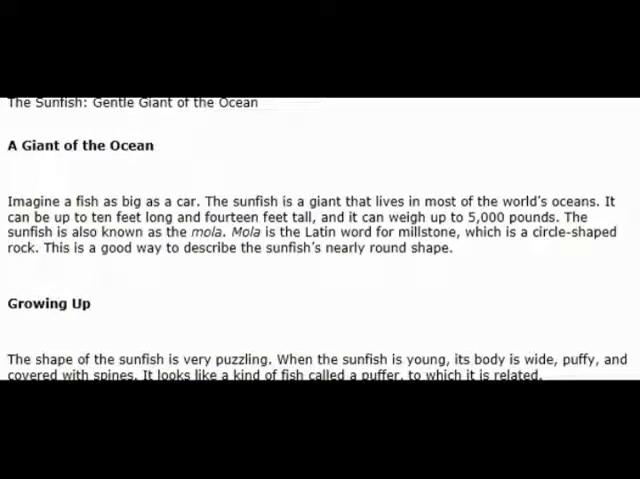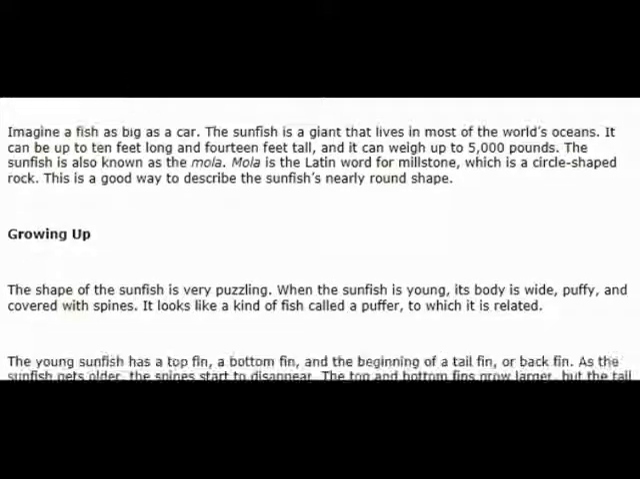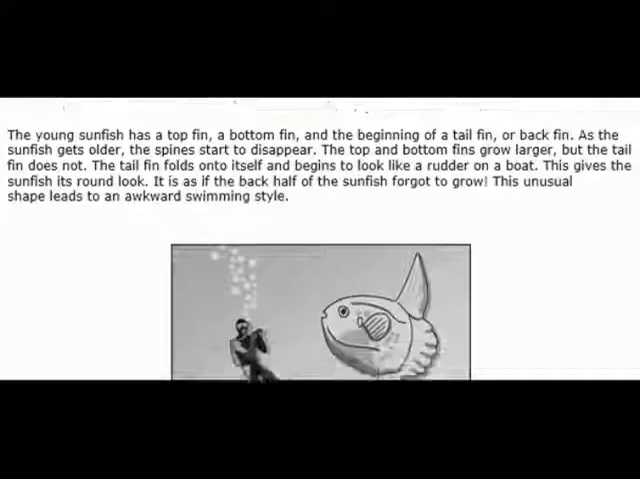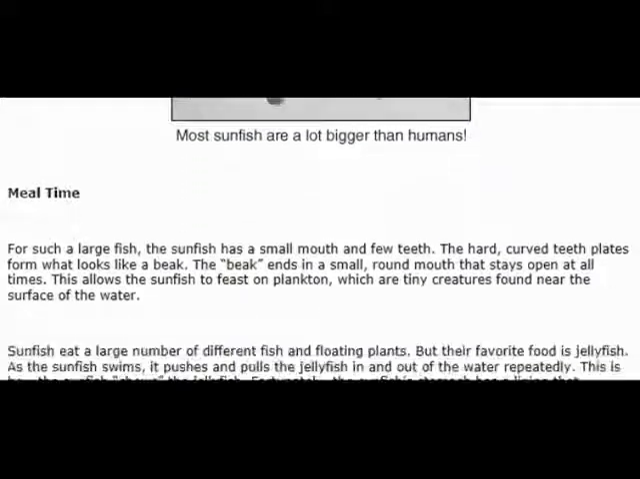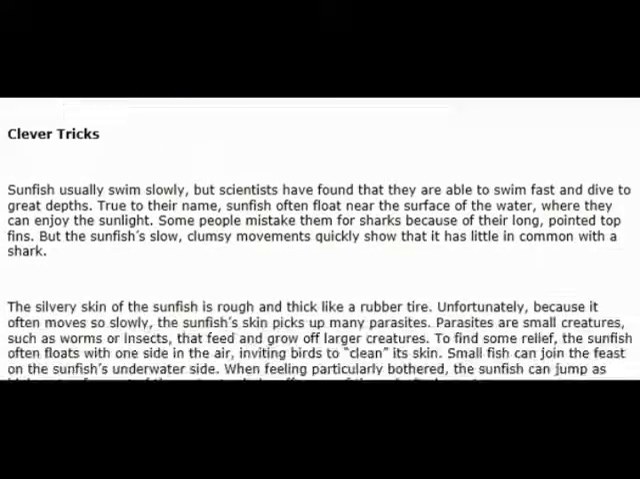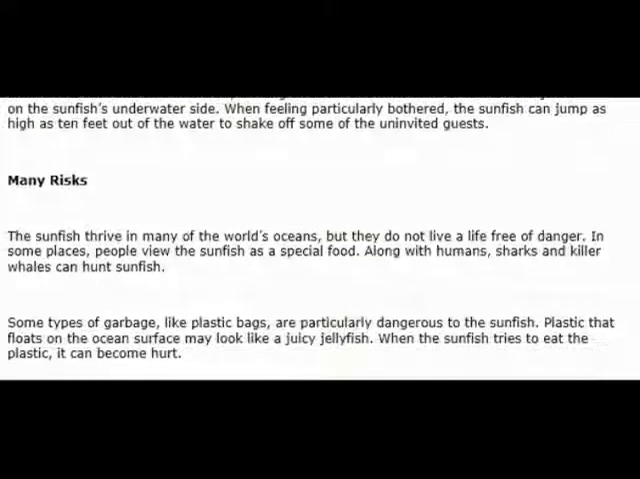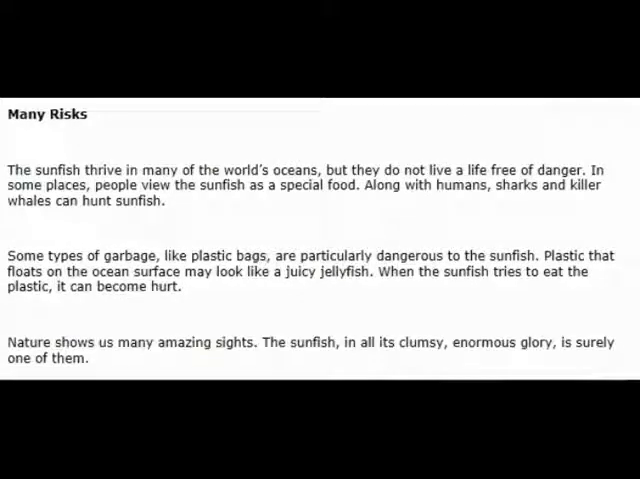An evidence-based selected response item is one of the most sought-after technology-enhanced items. For this question, the student begins with an informational passage about the sunfish. The student reads through the passage and its various components about the aspects of sunfish: growing up, mealtime, clever tricks, and risk to the sunfish.